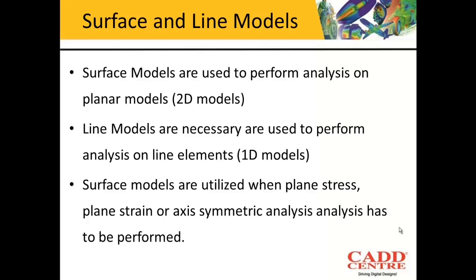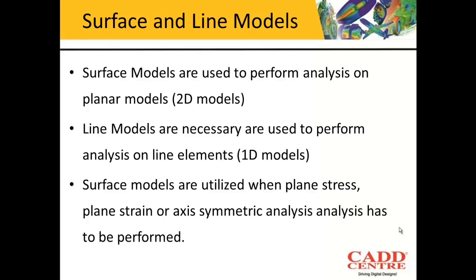Whenever the thickness of the model that we are using for analysis is very small as compared to the other dimensions, what we discussed is you can convert that model into a 2D model. Now when you convert the model into a 2D model, what we are doing is we are simplifying the geometry to reduce the complexity of the analysis.